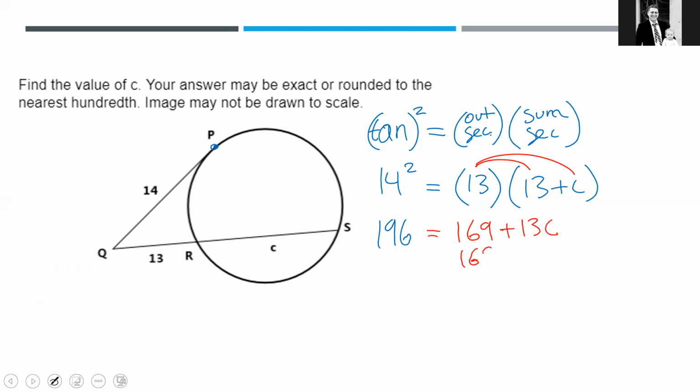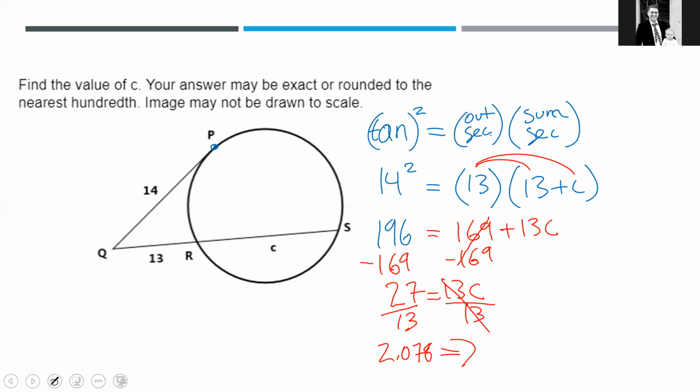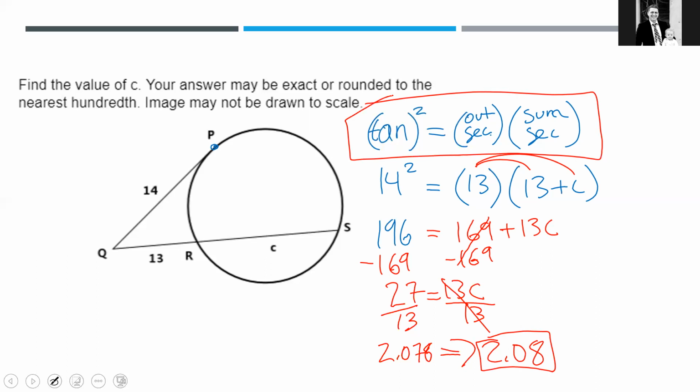Okay, let's minus 169 from each side. That'll cancel, and that'll give me 27 equals 13C. Divide by 13. Divide by 13. And we're going to round that to the nearest hundredth. So my 2.076 will round to 2.08. So this formula is that important formula. Your tangent squared is going to be equal to the outer part of your secant times the sum of your secant.